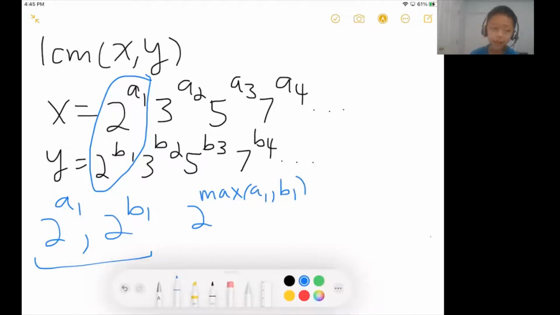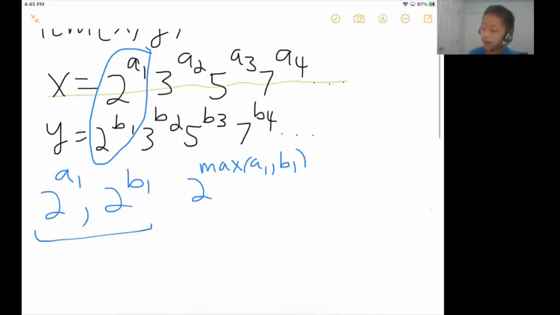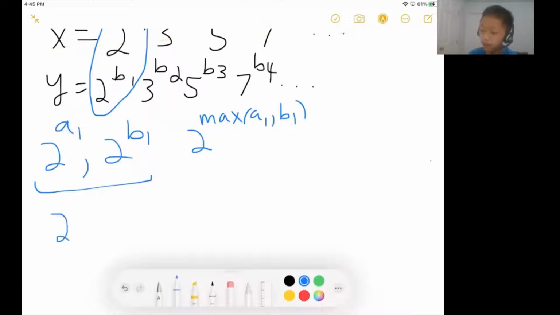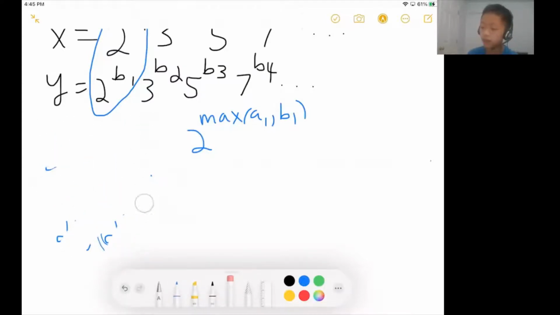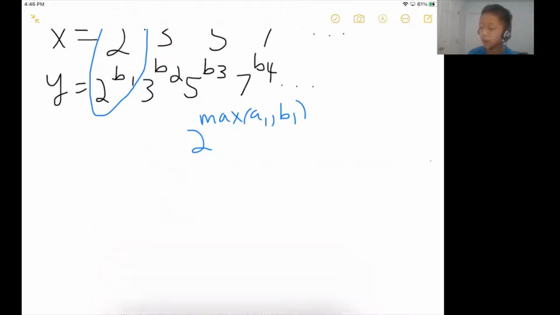So notice that for greatest common divisor, we did the minimum. Here we're just taking the maximum. And that should make sense, right? Because if we have the numbers 2 to the third power and 2 to the fifth power, the least common multiple of these two numbers, the smallest power of 2 that is going to be a multiple of both of these numbers, is going to be 2 to the 5, because 5 is larger than 3. So you would take 2 to the 5, which is the maximum of the exponents, which is why you take 2 to the power of the maximum of a1, b1.